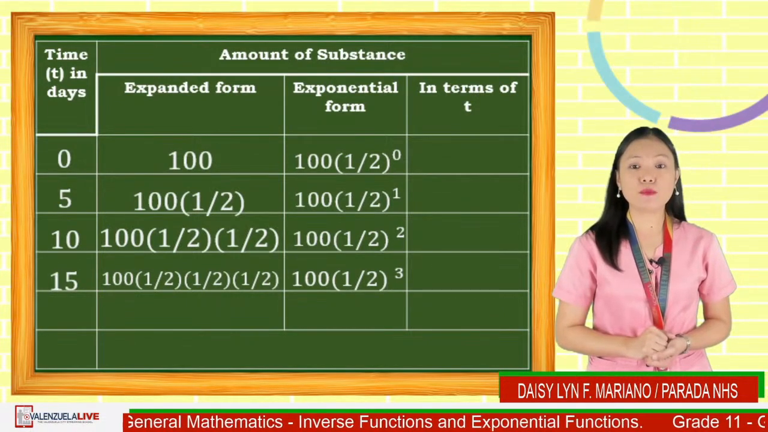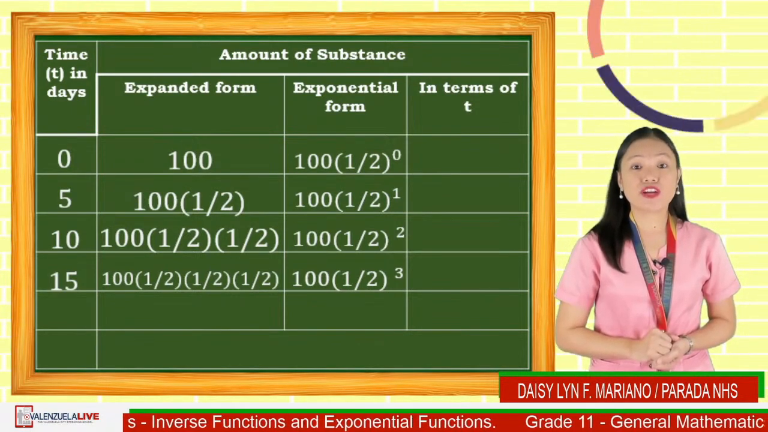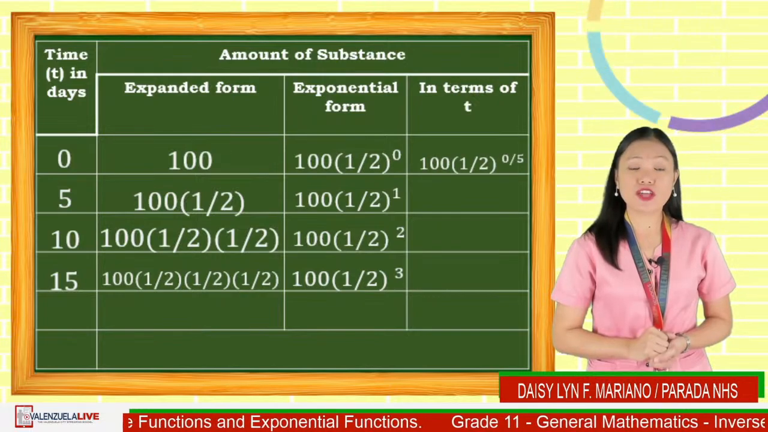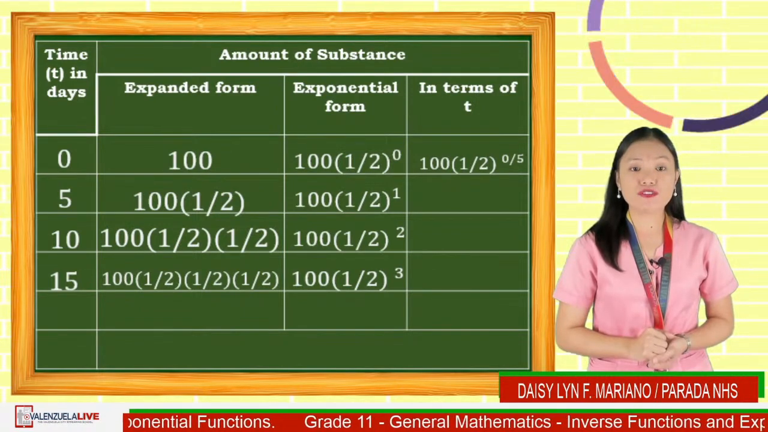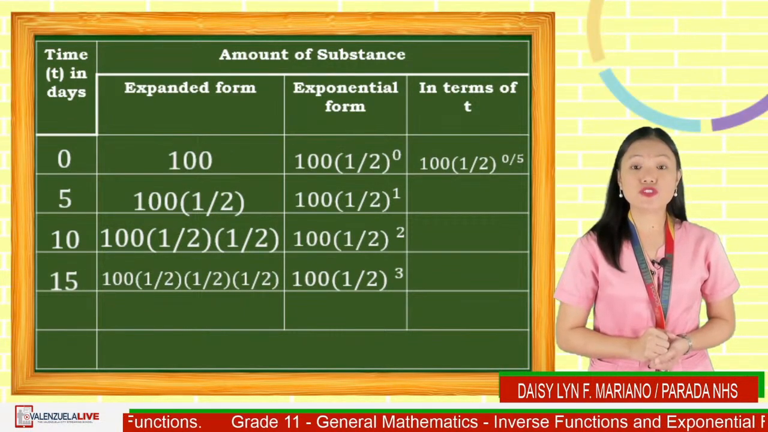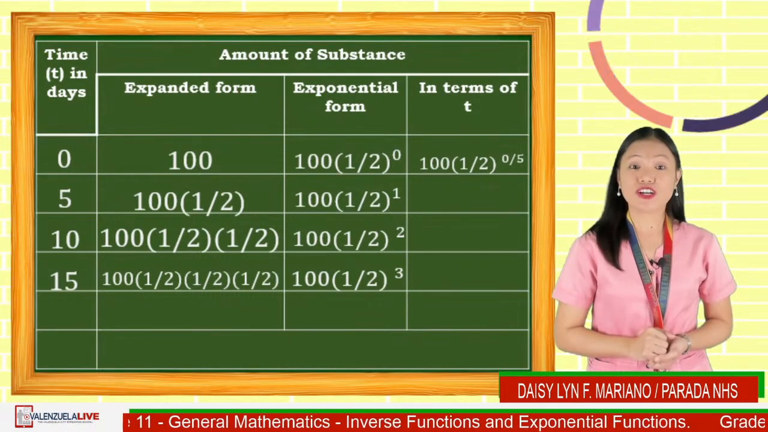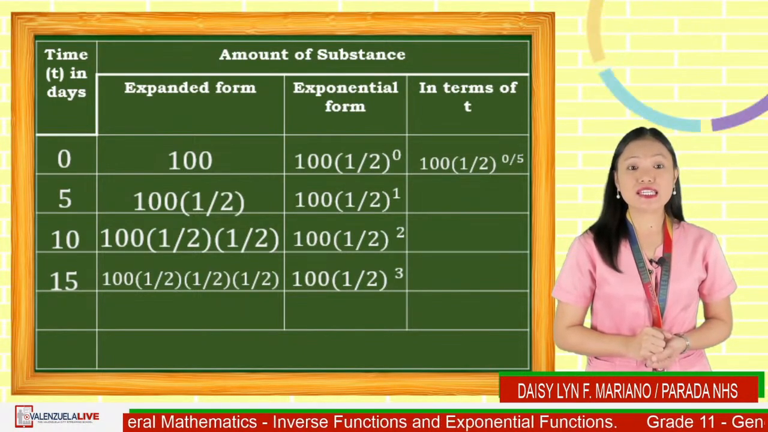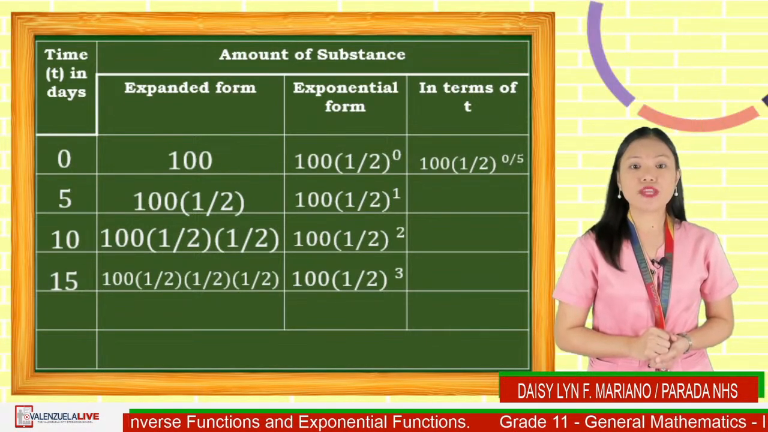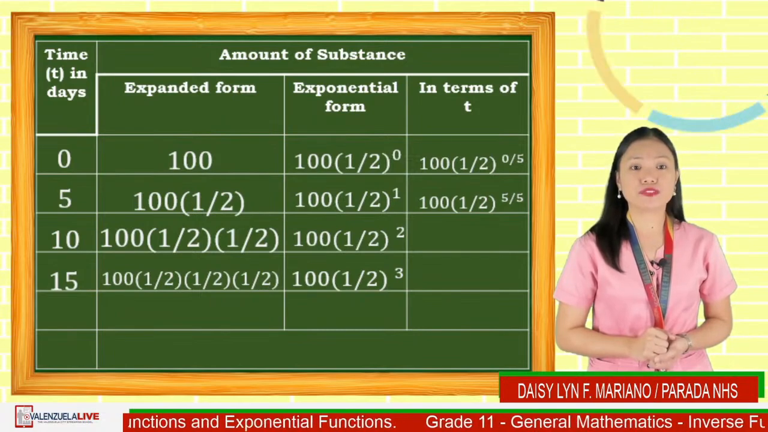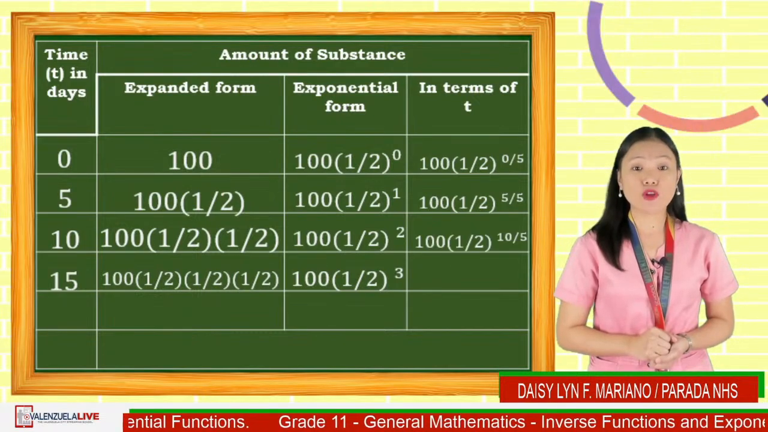By simply dividing the number of days in the first column by 5. That is, to get 100, we will write it as 100 times 1 half raised to the quotient of 0 and 5. Since 0 over 5 is 0, then 1 half raised to 0 is 1. Then multiplying by 100 will give us an answer of 100. We will do the same on the succeeding examples. That is, to rewrite 100 times 1 half raised to 1, the exponent should be 5 over 5. To rewrite 100 times 1 half raised to 2, the exponent should be 10 over 5.